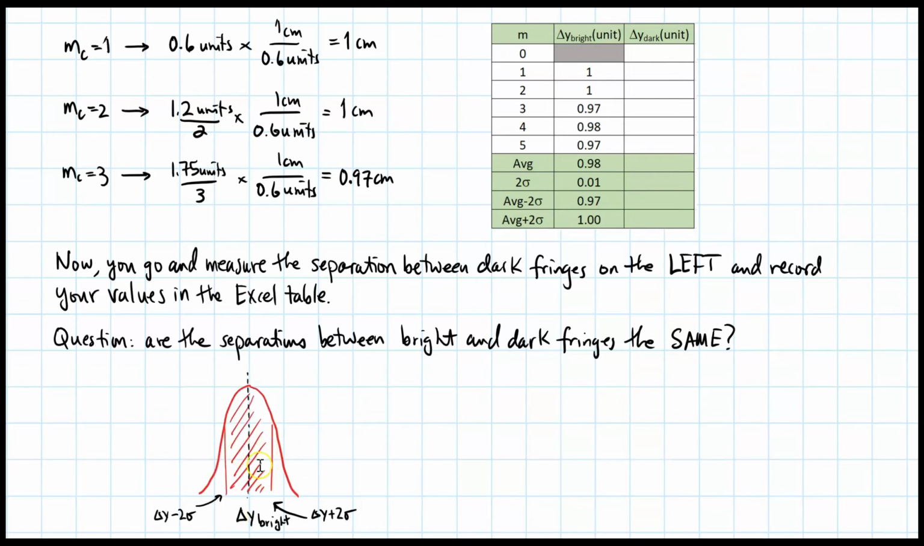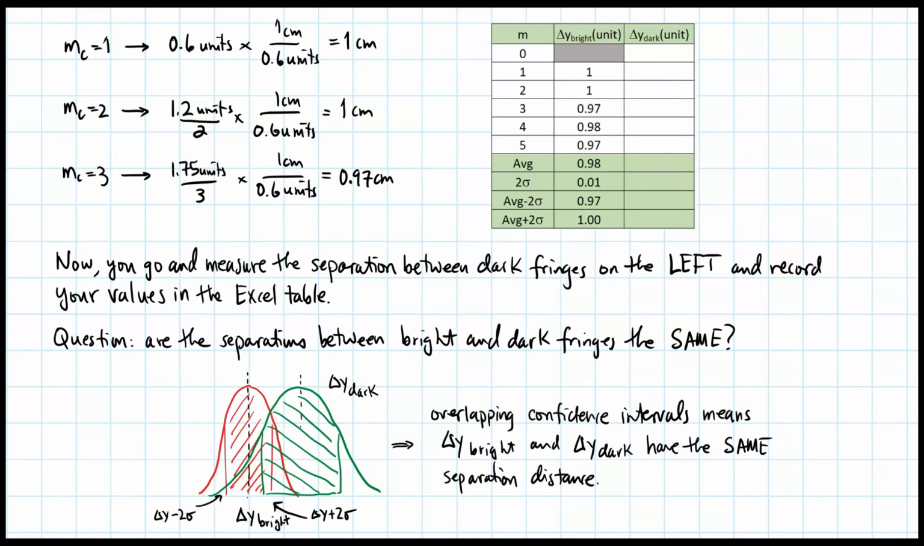Let's say that this is my confidence interval for the bright separation of fringes. Let's say that after you make your measurements for the separation of the dark fringes, you get this distribution curve. The fact that these two curves are overlapping tells us that they're consistent with each other. So overlapping confidence intervals means the bright separation and dark separation of the fringes have the same separation distance and therefore consistent with each other.